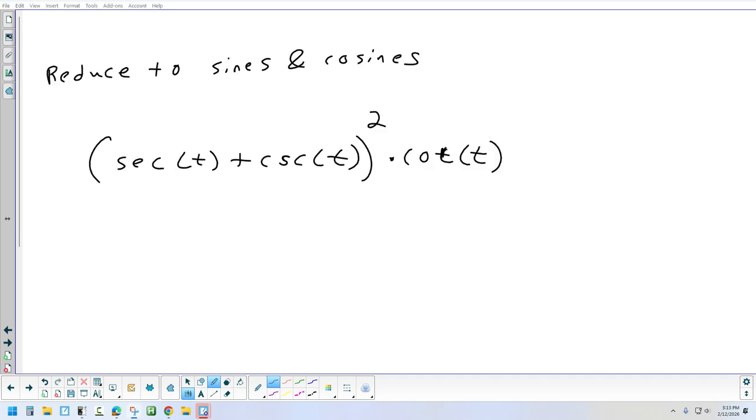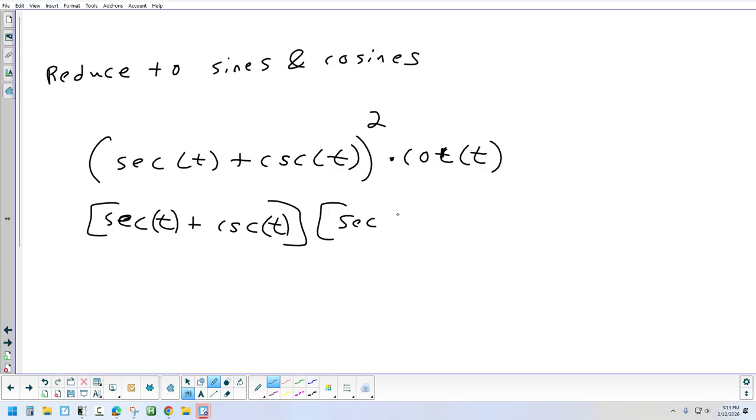All right, so the next question we're going to look at is simplifying a trig expression. The first thing we want to do is simplify what's being squared. Now, remember, that is a FOIL. We have to FOIL to do that. If it helps, you can write it out: secant plus cosecant times another secant plus cosecant. And the times cotangent, I'm not even going to look at that right now.